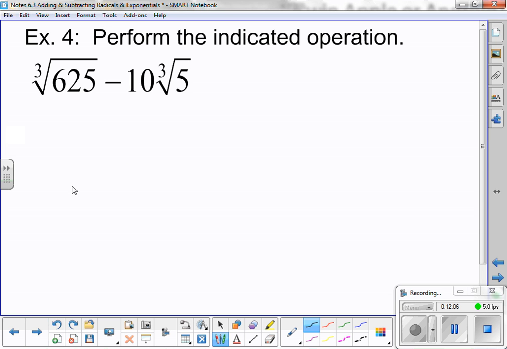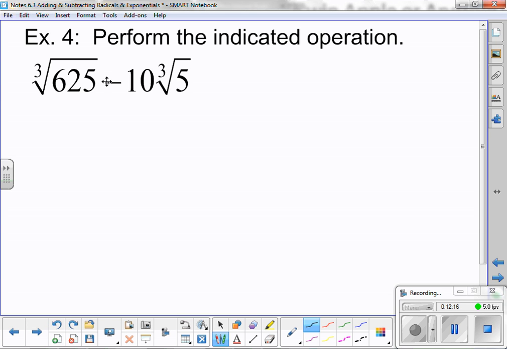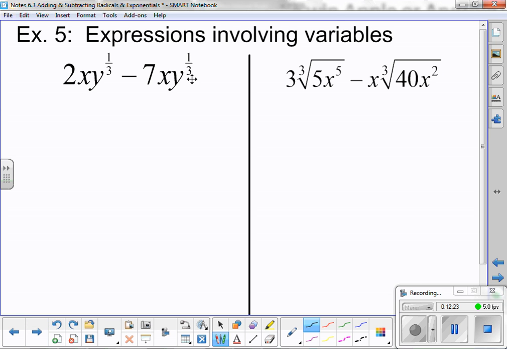Now the next example, this was going to be a pair share in class. Same process though as this over here. So try that out, see if you can get it. 625, just make sure you break it down into some type of fifth root. So let's try these ones.